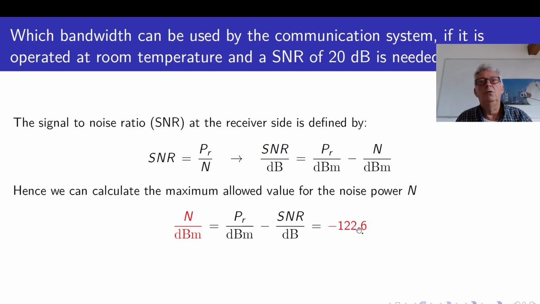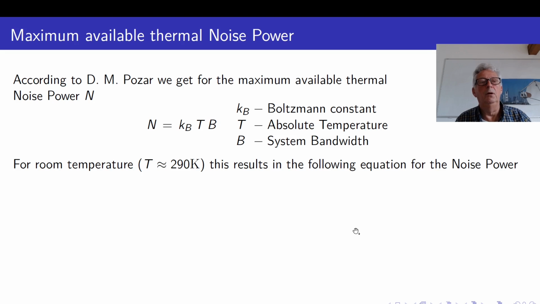So if we consider communication links, the most important noise contributions come from terminal noise. And according to Poissar, we can calculate the maximum available terminal noise power by this equation. Here we have N is equal to the Boltzmann constant times the absolute temperature times the bandwidth of the system. So you see, the higher the bandwidth of the system, the higher the noise level.